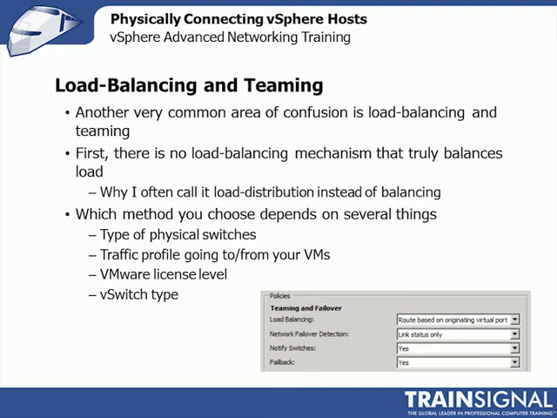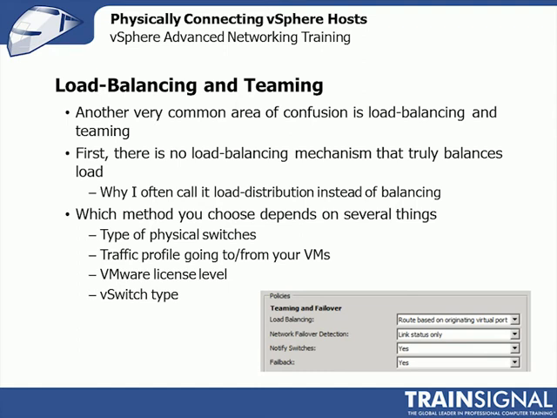So first of all, I want to get something out. There's no such thing as true load balancing with this. This is a common area of confusion that I see. I call it load distribution instead of balancing because let's say I've got 4 1-gig NICs. I put those in a vSwitch and connect 50 VMs into that vSwitch. If I'm doing 2 gig a second, I'm not going to have half a gig, half a gig, half a gig, half a gig on those NICs. I may have half a gig, 3/4, a quarter, and then a half a gig. I think that's 2.